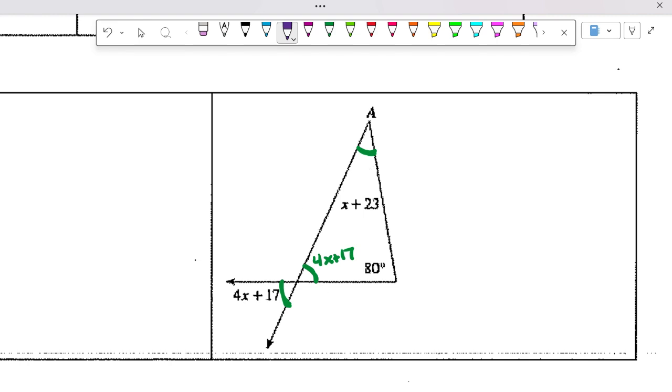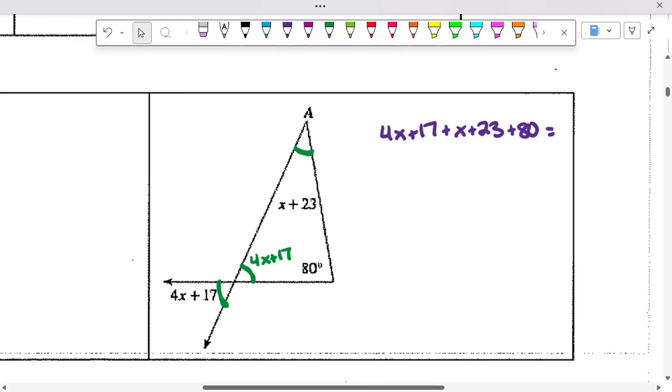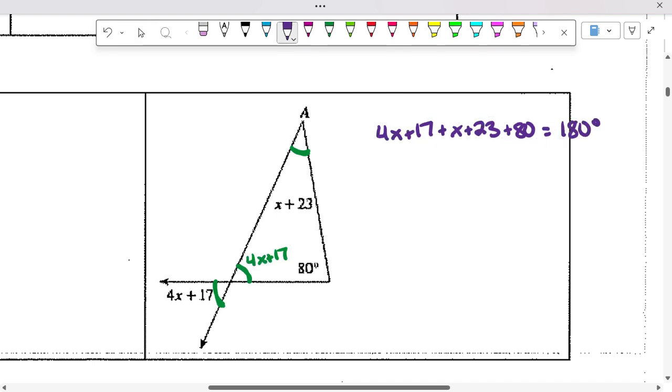So we're just going to do what we've been doing. Add up everything, set it equal to 180. So 4x plus 17 plus x plus 23 plus 80 is equal to 180. Now be careful with these because there's a little bit more combining of the like terms because now there's two sets of like terms. So there's the constants. So that's 17, 23, and 80. But then there's also the x's.